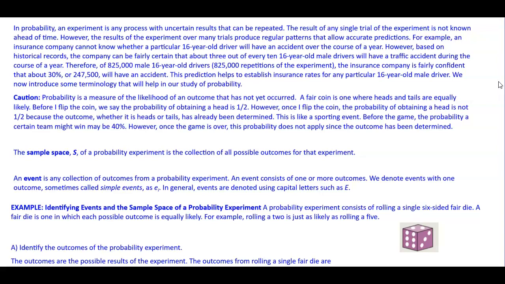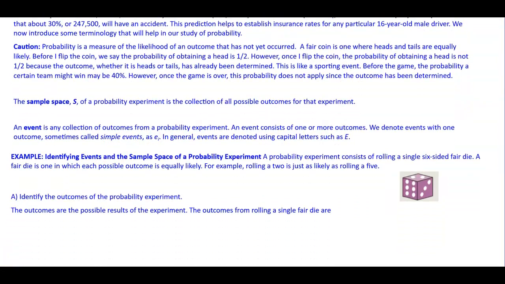This is like a sporting event. Before the game, the probability a certain team might win may be 40%. However, once the game is over, this probability does not apply since the outcome has been determined. So next we're introducing some terminology.